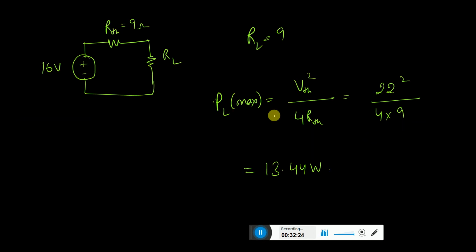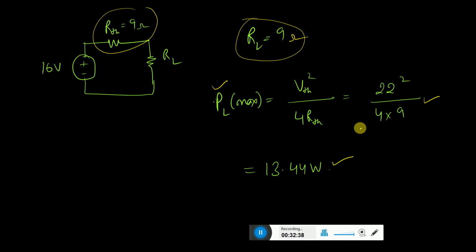So if you substitute these values, you get the value of RTH. So what should be the RL? RL is 9 ohms. And what is the value of power? Power is VTH squared by 4 RTH. That is how you get 13.44 watts.